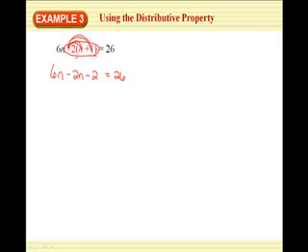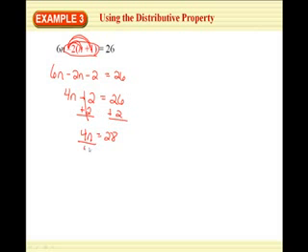Now I look to combine like terms. I have a 6n minus 2n. I can do that because they're like terms. Minus 2 equals 26. Now we're back to multi-step equations that you guys did back, I think it was like chapter 3. You would get rid of what's added or subtracted, so we add the 2. Those cancel out. 4n equals 28. Divide by 4, n equals 7. And you can always put the 7 back into the original equation and see if it works.